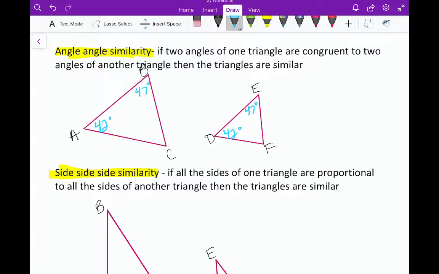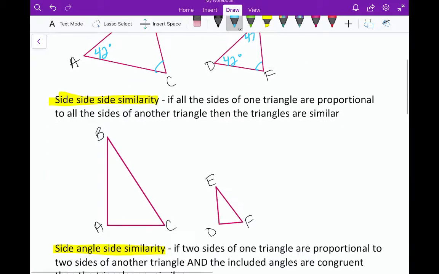Now, if you think about it, if those two angles are congruent to D and E, then isn't C congruent to F? Yes, C has to be congruent to F because all three of those numbers have to add up to 180. So if you have two congruent angles in both triangles, then you can say that the triangles are similar and you can solve problems that way.